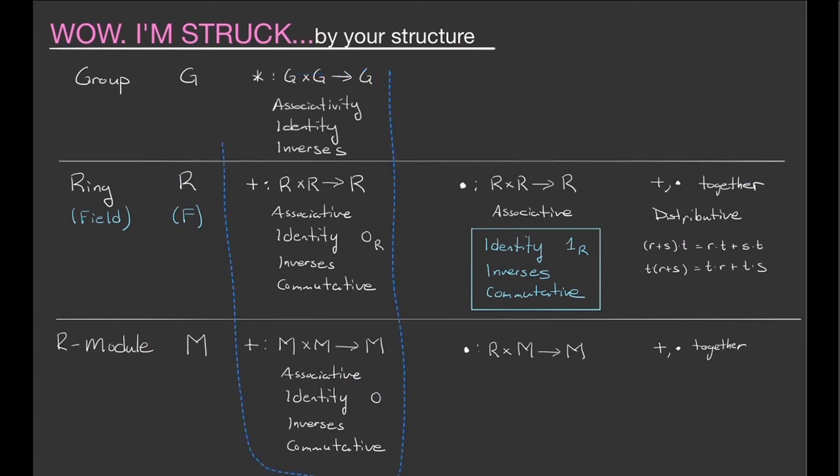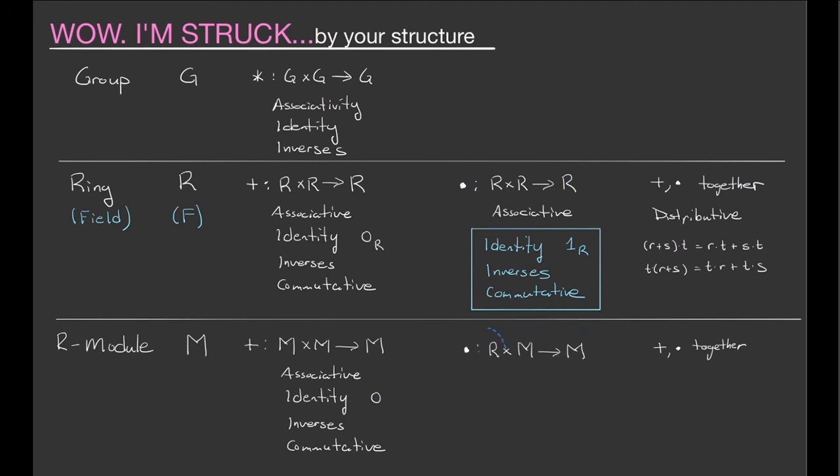All of these structures involve a group, at least. The ring and the R module just add extra. The ring adds a multiplication like this. An R module adds a scalar multiplication. So notice the difference between these two multiplications. We have R cross R giving us an R. Here, we have R cross M giving us an M.